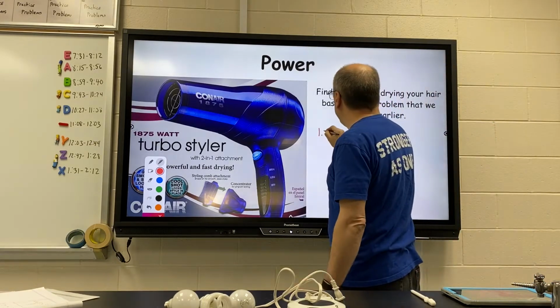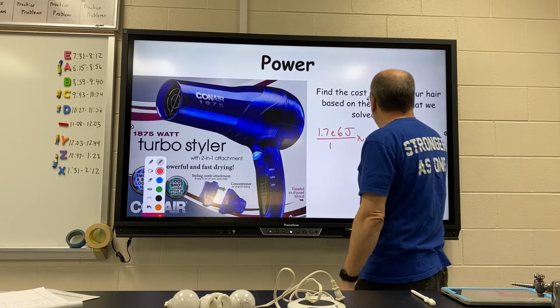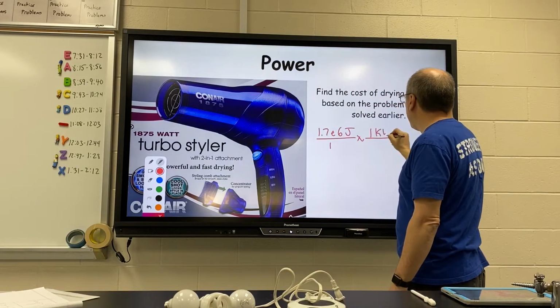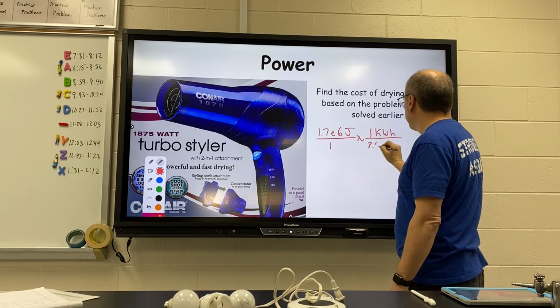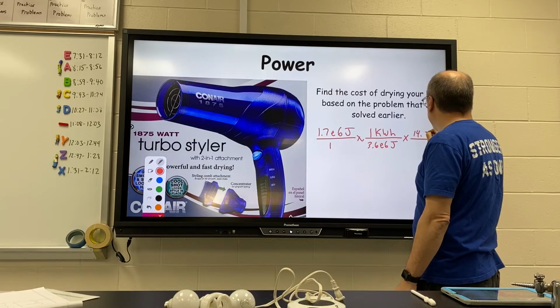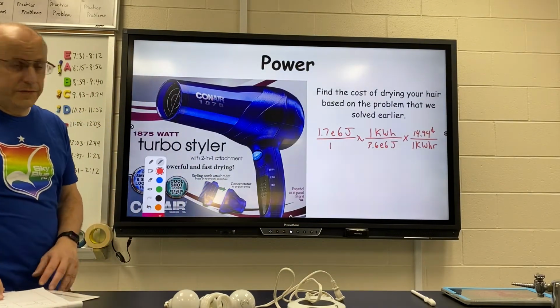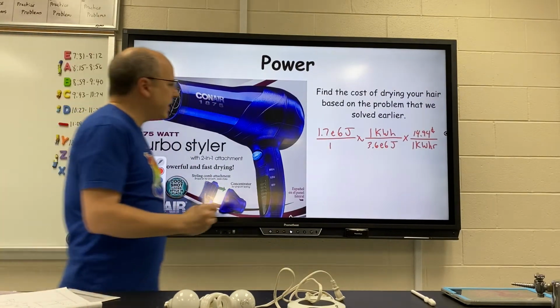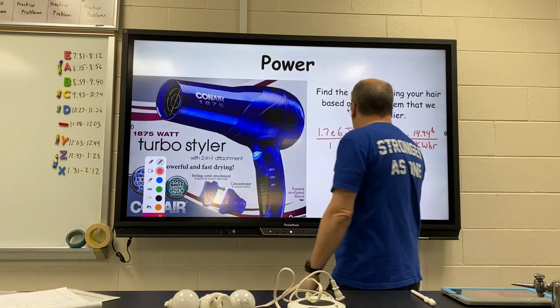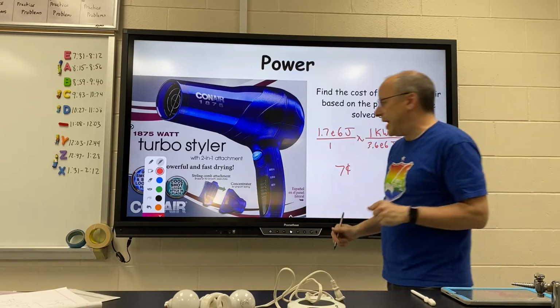So we got an answer of about 1.7 million joules of energy. We convert that into kilowatt hours. And then we multiply that by 14.94 cents. And that will tell us how much money it's going to cost to run that hairdryer for 15 minutes. And when I did this, I got around 7 cents. So for about 7 cents a day, you can run your hairdryer for 15 minutes. Not bad.